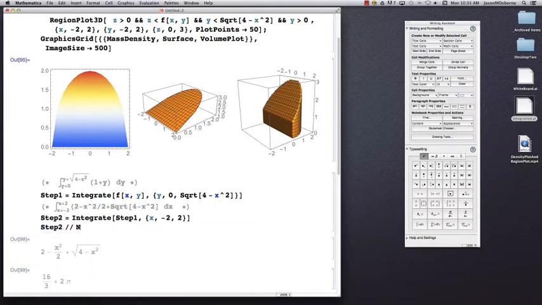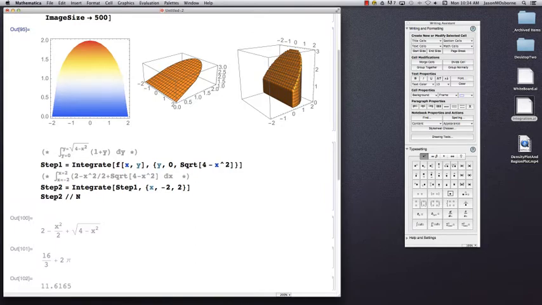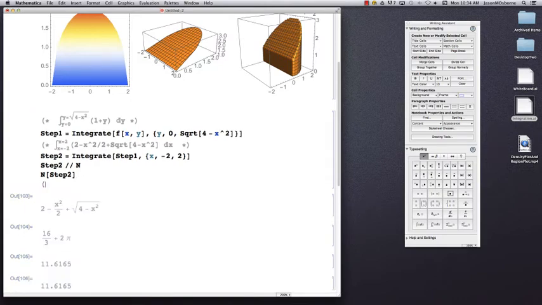If you want to convert step 2 to a number, you just say //N, and that will turn that to a decimal, or you could say numerically evaluate N of step 2, and that would give 11.65. So there's how you do the double integral if you're typing it out as an integrate. I think you can see that I have been using the writing assistant.